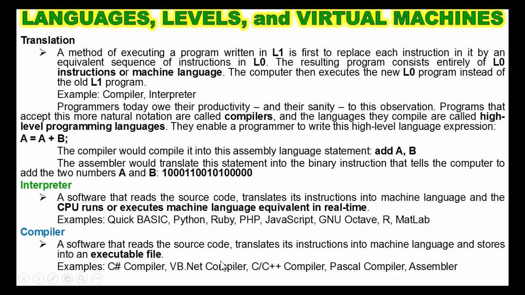The assembler would translate this statement into the binary instruction that tells the computer to add the two numbers A and B, made up of 1 and 0, like 10001100101 0000.